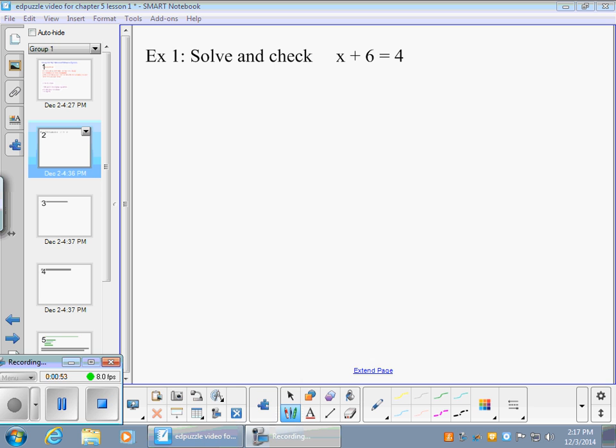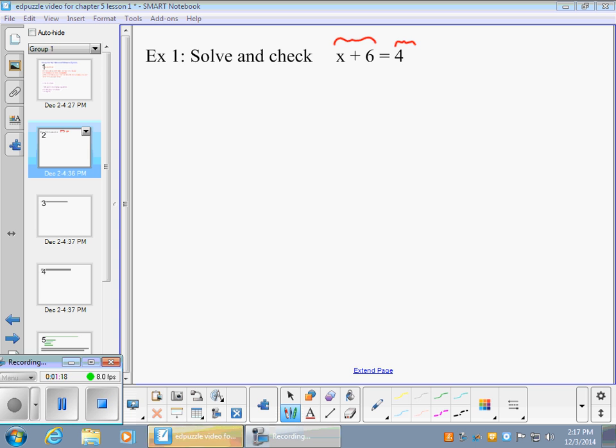Let's do our first practice problem. Solve and check the equation x plus 6 equals 4. First, we look to see if there are any parentheses, and there aren't. Then we're going to look on the left side of the equation to see if there are any like terms that we can combine, and there aren't any. Look on the right side, and there aren't any.